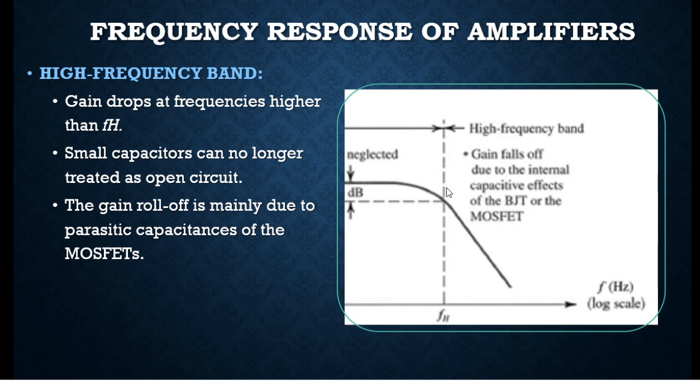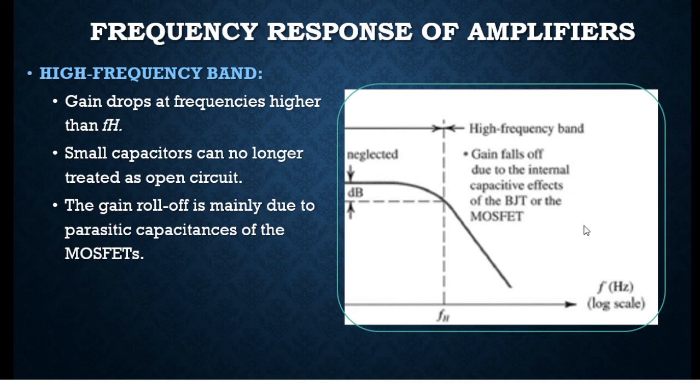Next, let us see the high frequency band region. The gain drops at frequencies higher than FH. Smaller capacitors can no longer be treated as open circuits, and the gain roll-off is mainly due to the parasitic capacitance of the MOSFETs. So in this high frequency band region, the gain falls off due to the internal capacitive effects, or the parasitic capacitances, of the MOSFETs or the BJT.